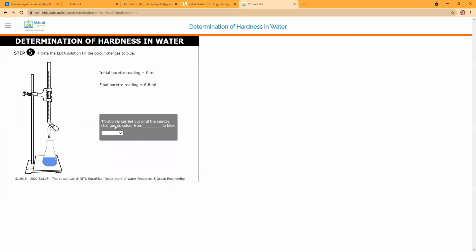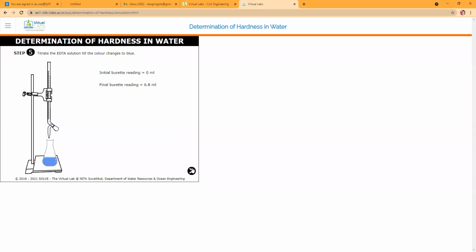Titration is carried out until the sample changes its color from wine red to blue. Correct answer: wine red. The endpoint is the color change from wine red to blue, and the final burette reading is 6.8 ml. The final burette reading is 6.8 ml.